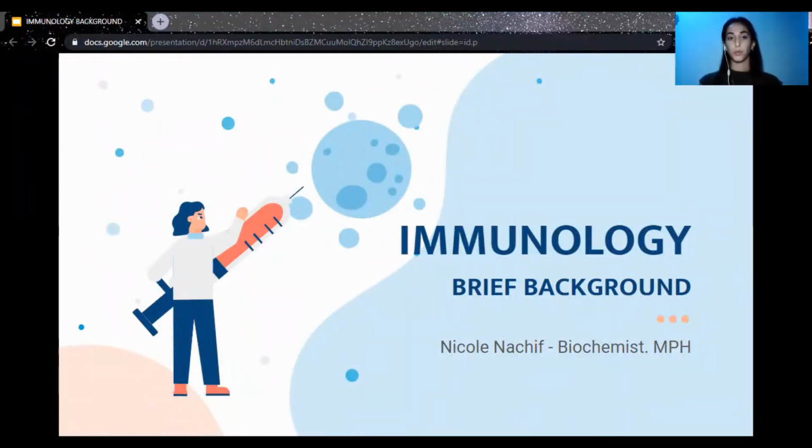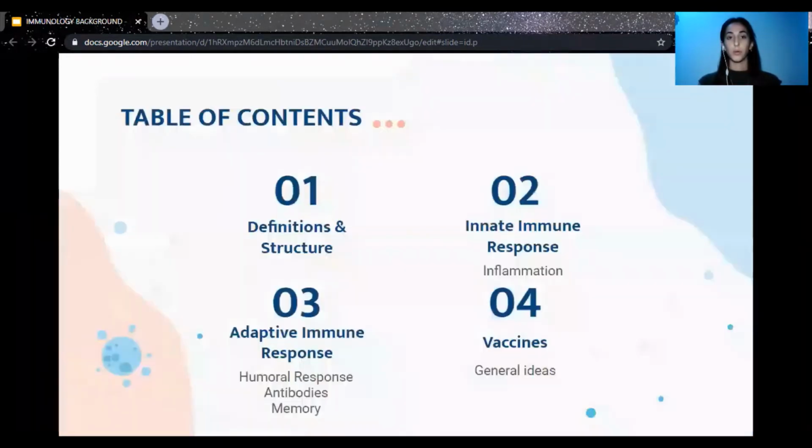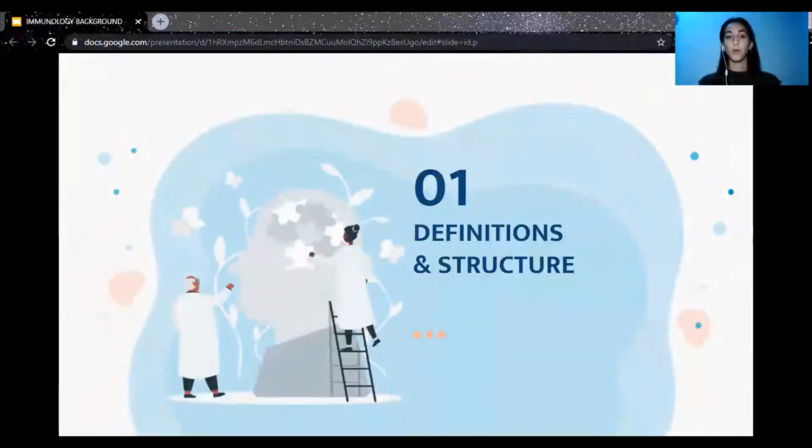I am going to give you some immunology background, like a brief summary of the concepts I think may be useful for you before the vaccine course. So we are going to speak about some definitions and the structure of the immune system. Then I will describe the innate immune response, the adaptive immune response, and also I'm going to say some general ideas about vaccines.